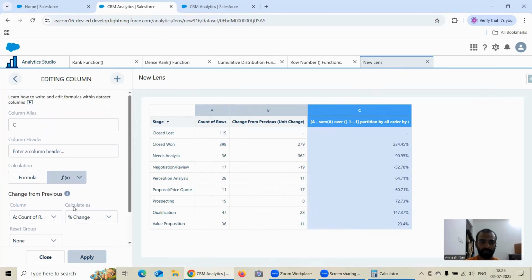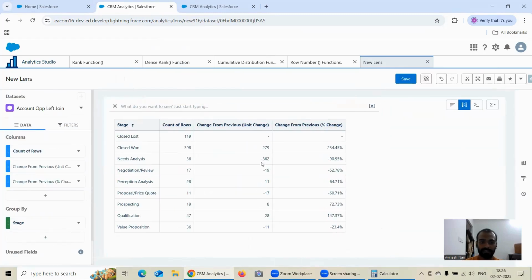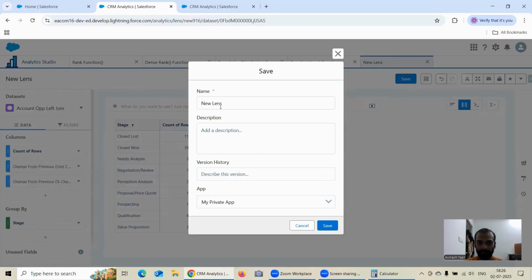I will just name this properly once, maybe. I will write change from previous, percentage of change, and that's how these things are done. So that is all about this one. Very quickly I can save this link, that is change from previous.